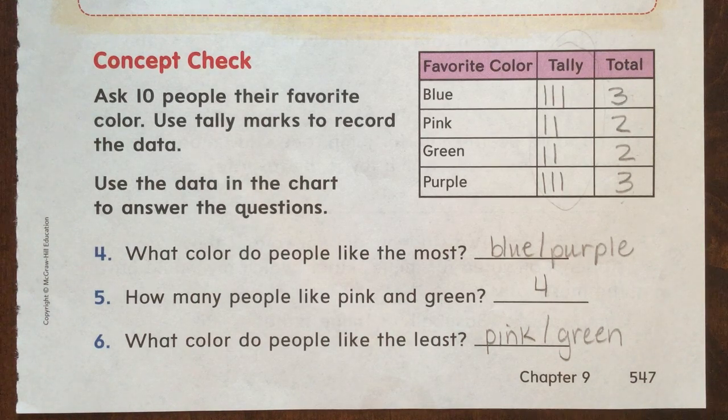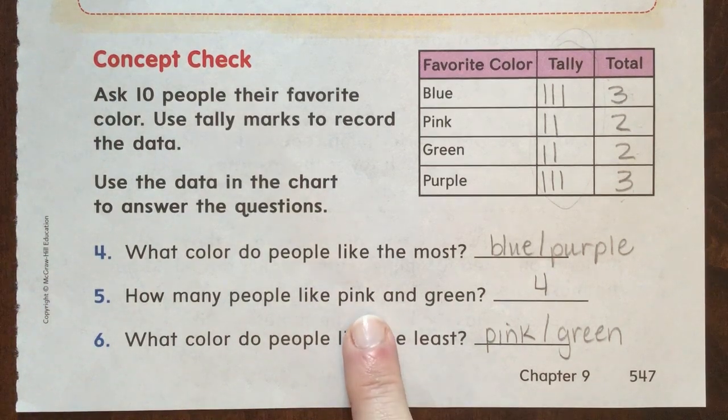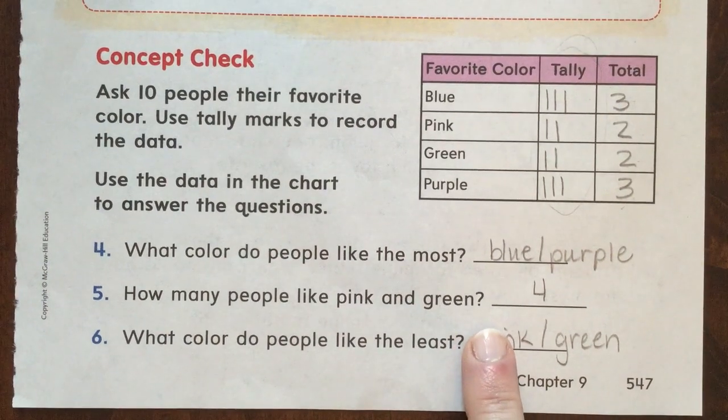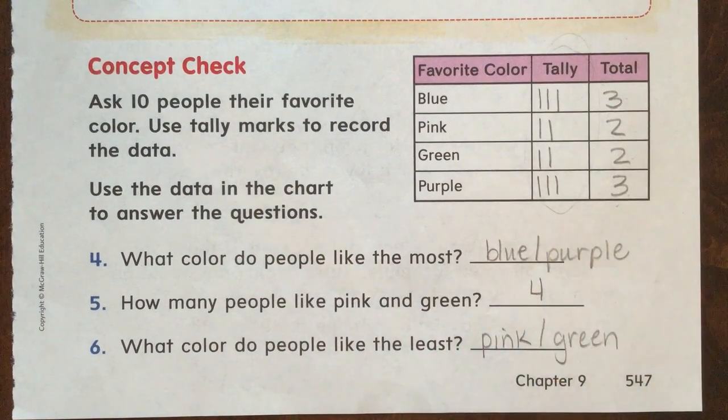It was a tie between blue and purple. Both of them had 3 people who liked those 2 colors the most. Number 5, how many people like pink and green? Now this was an addition problem. So pink had 2 people, green had 2 people. When you add those 2 together, you got 4 people who liked pink and green the best.